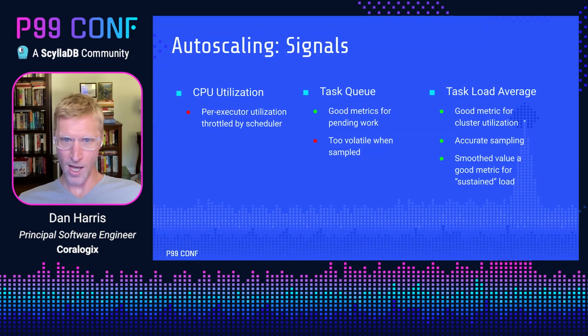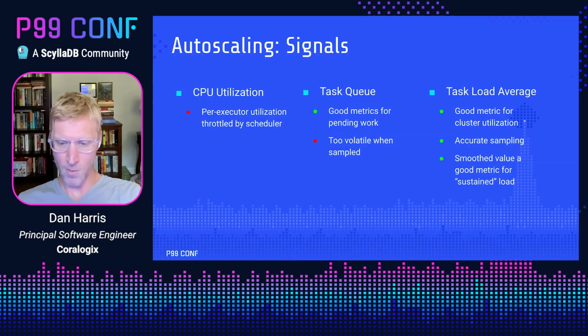The scheduler will have a task queue, right? So it gets jobs, it does the plan, it breaks that into tasks. It's got a queue of tasks, which it's parceling out to executors when they become available. So the length of that queue seems like it would be a natural signal for auto scaling. And while conceptually that makes sense, in practice it doesn't work that well.